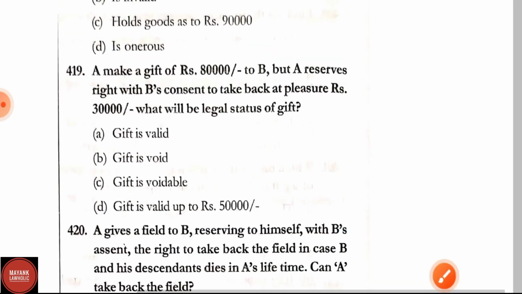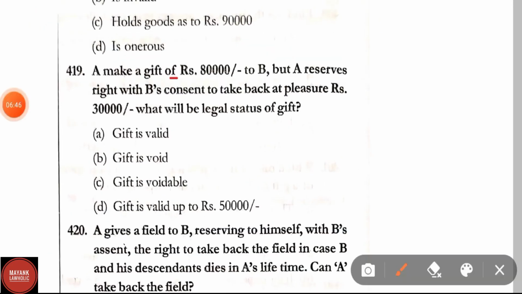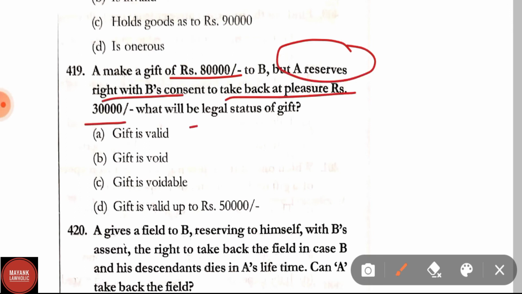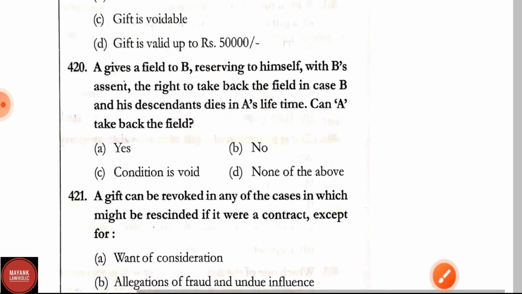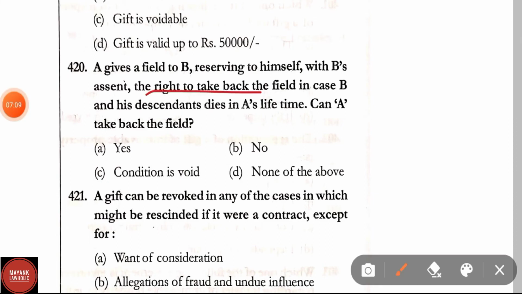Question number 419. A makes a gift of rupees 80,000 to B, but A reserves the right, with B's consent, to take back at his pleasure rupees 30,000. What will be the legal status of the gift? Here, gift is valid up to rupees 50,000. Question number 420. A gives a field to B, reserving to himself, with B's assent, the right to take back the field in case B and his descendants die in A's lifetime. Can A take back the field? Correct answer is option A, yes.